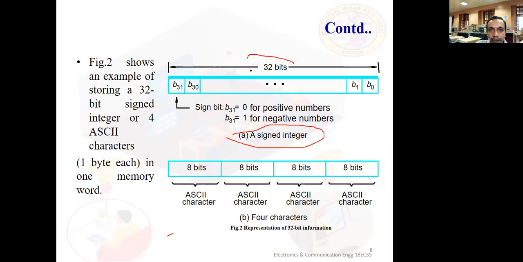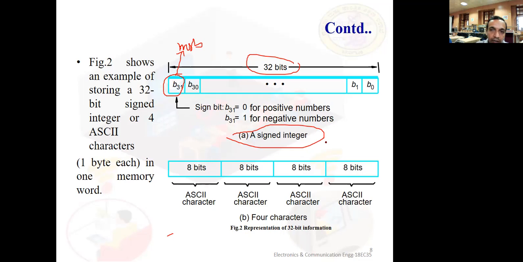For example, a 32-bit number, whatever may be the size of the number, the MSB always represents the sign if it is a signed number. If it is an unsigned number, as I discussed earlier, the sign bit is not considered. If it is a signed number, MSB 0 is positive, MSB equal to 1 is negative.